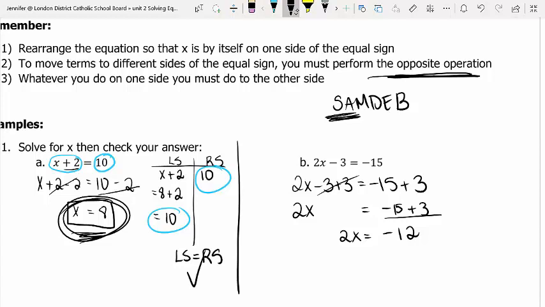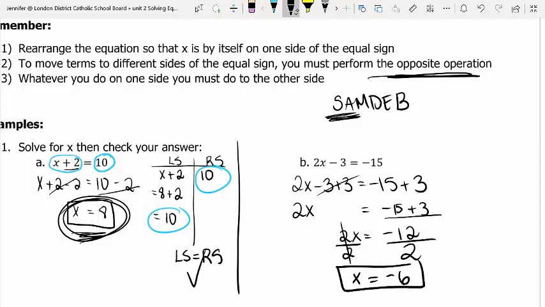Now we need to get rid of that 2. So that is 2 times x. That's how you read 2x. So what's the opposite operation of multiplication? Division. So I need to divide both sides by 2, because then these guys cancel out. 2 divided by 2 is just 1, and negative 12 divided by 2 is negative 6. So my final answer is negative 6.